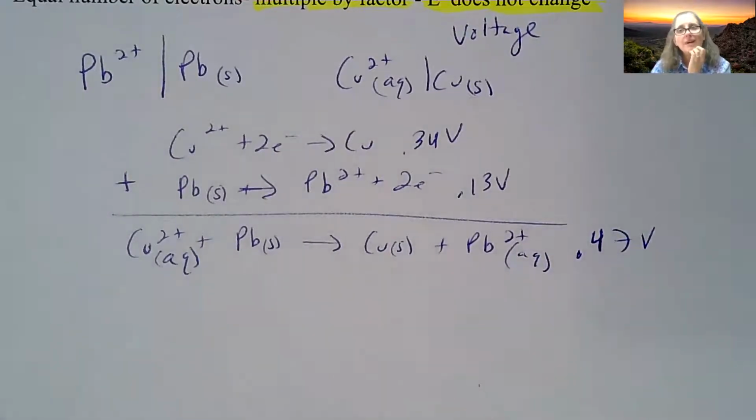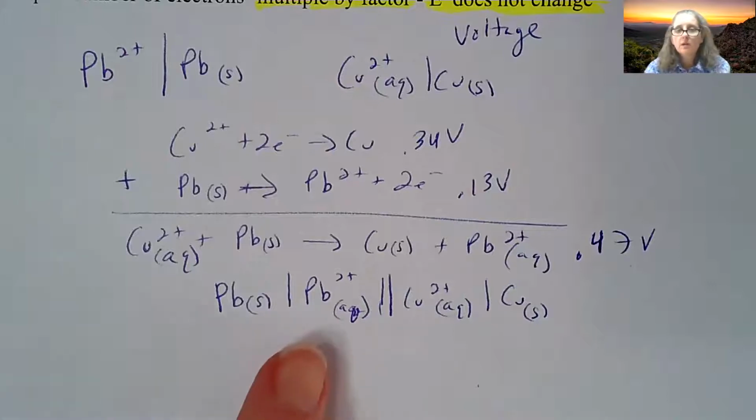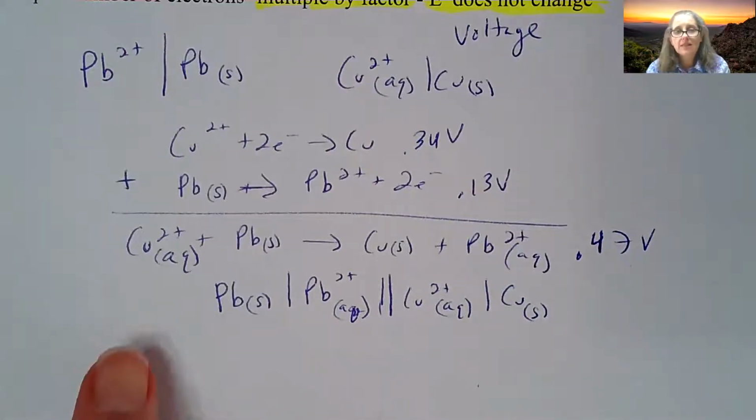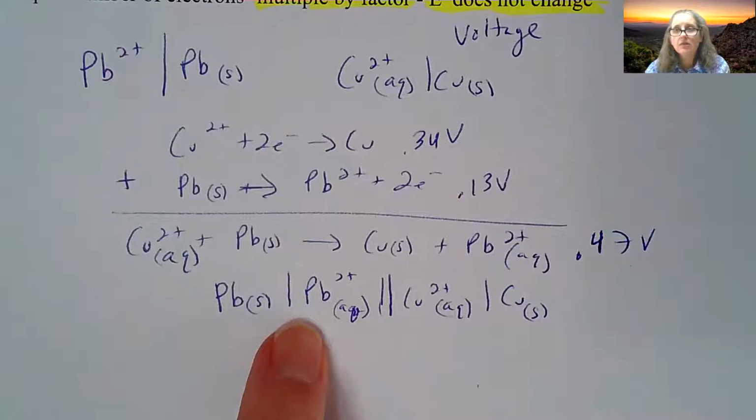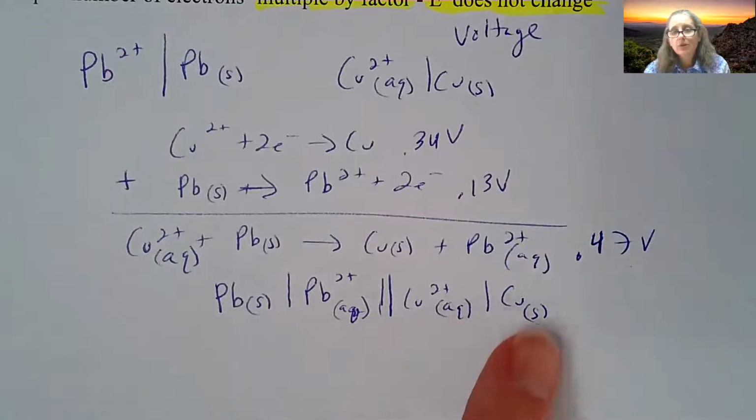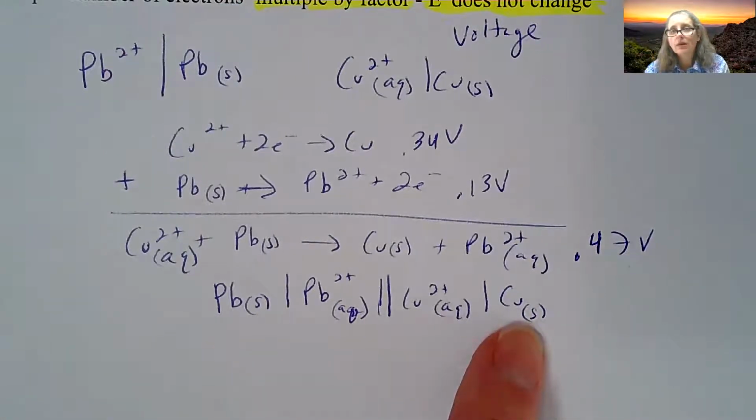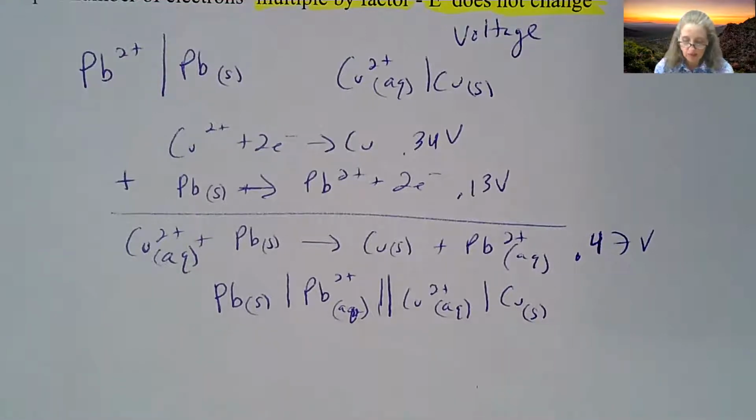So see if you could write the line notation for this just to get the practice. So here is the line notation. It's the lead plus the lead ion. This is your anode. Copper 2+ goes to copper. That's your cathode. And again, that's just extra practice so you get familiar with that.